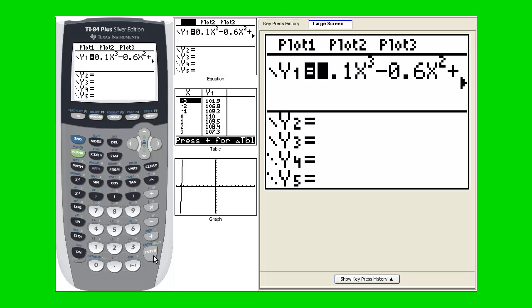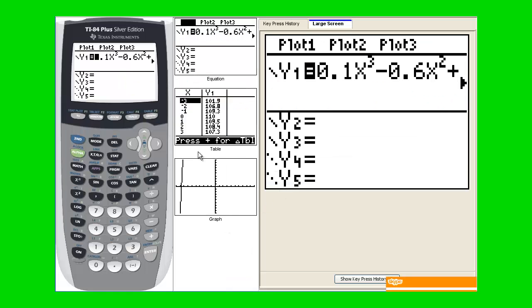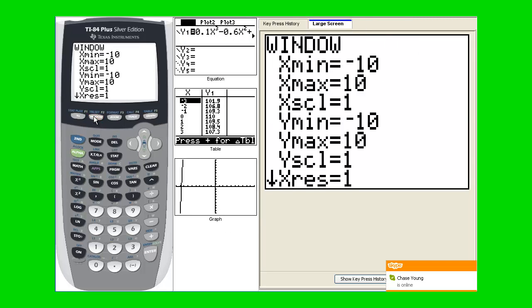So let's change our window because it's asking us to find a 7-week period. So we're going 0, 1, 2, 3, 4, 5, 6, 7, 8, 9. We're going to make this window fit that as much as possible. So let's go to our window button, which is right next to your y equals. And we're going to change your x minimum. This is how far your graph goes to the left. Notice this says negative 10. We're going to change that to a 0.